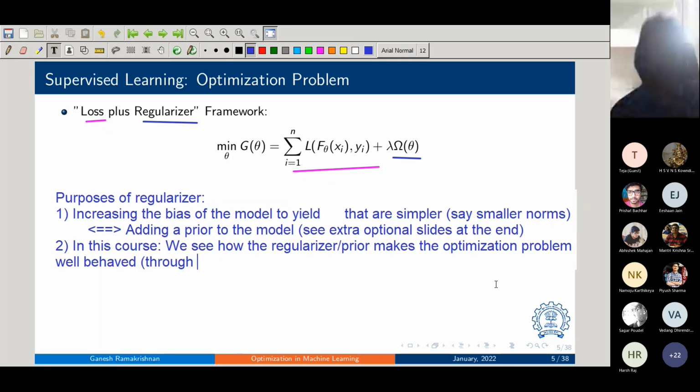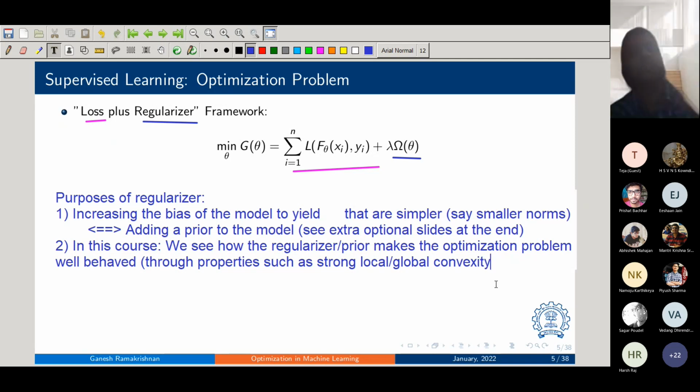So the optimization problem is well behaved due to properties on convexity. And when you say strong convexity, it could be local or global convexity. When we say convexity, we'll generally mean it in a region. No matter how much you deal with non-convex optimization, you can't escape convexity. Convexity is there even in non-convex problems because of the regions, right? So through properties such as strong local or global convexity, the optimization problem can become well behaved.